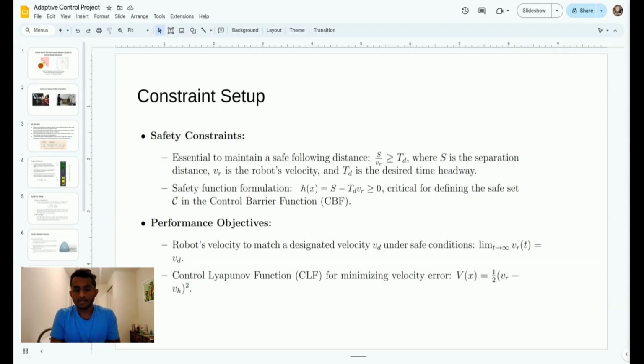We define our performance objectives, which would be our soft constraints, by using our robot's velocity. In our case, limit t tends to infinity, Vr of t is equal to Vd. The control Lyapunov function is used here to minimize the velocity error, where V of x is equal to half times (Vr minus Vd) whole squared.